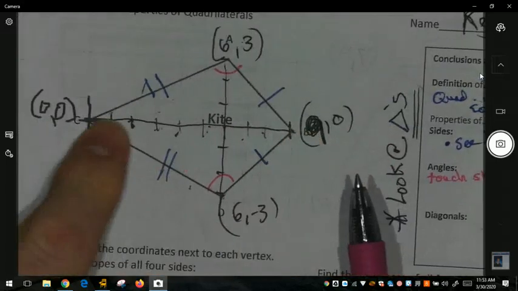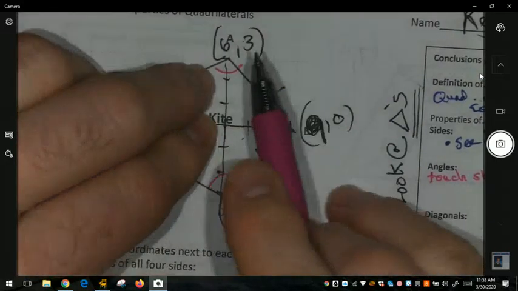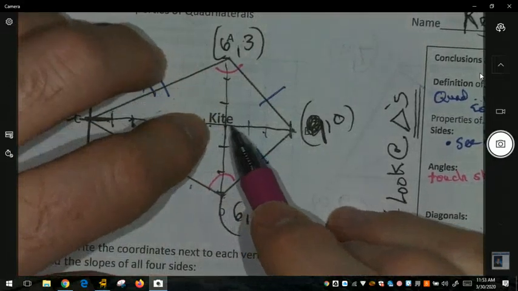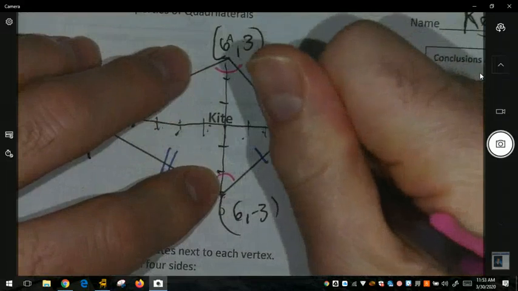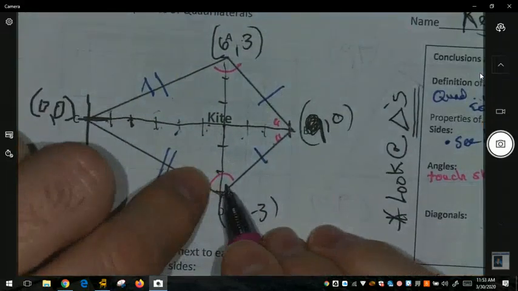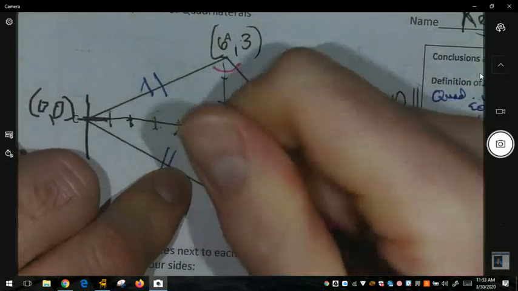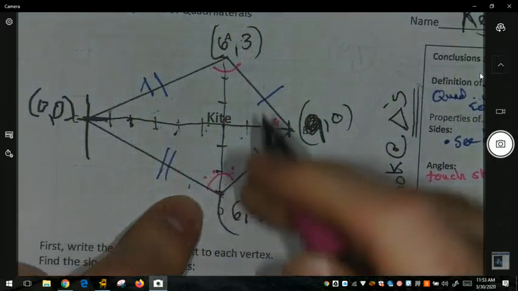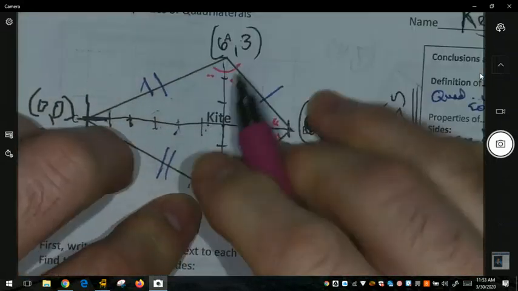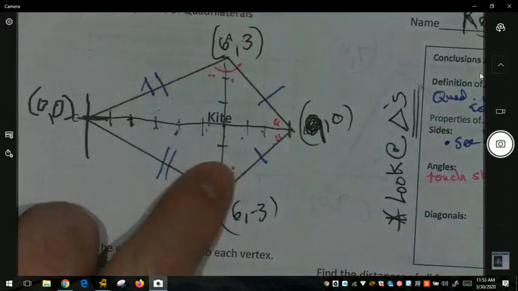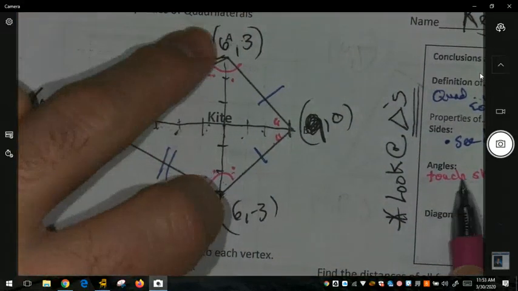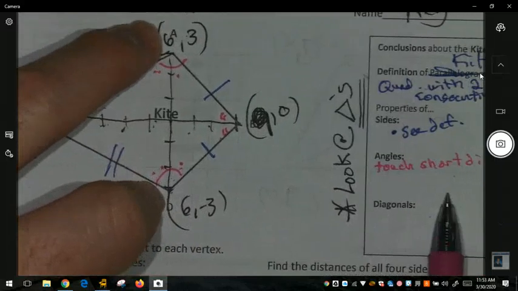The ones that touch the longer diagonal, if you look at this, this triangle and this triangle are congruent, so these angles are going to be congruent. These are not congruent. This is different from this. This is bigger than this one. This one's different from this, but together they add to the same amount. The whole of angle A and the whole of angle D are congruent. Those are the ones that are touching the short diagonal.